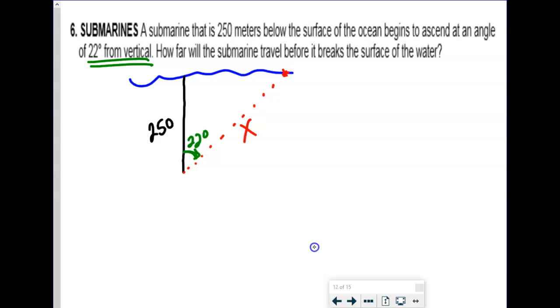So they need to know this length right here. So methinks we're looking at a cosine. We have adjacent and hypotenuse. So we're going to set up the cosine of 22 equals 250 over x. And this time x is just within the equation itself. So you're going to cross multiply and solve for x.